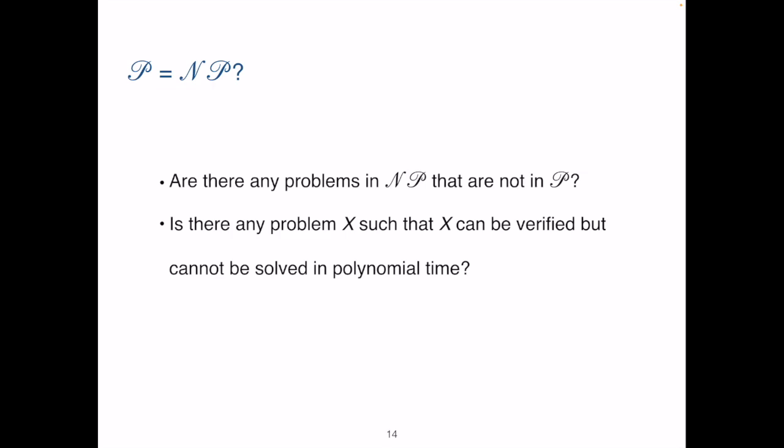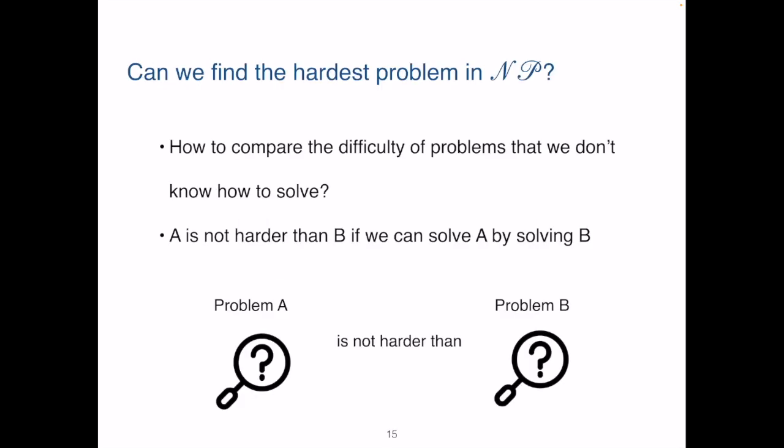To answer this question, people started trying to find the most difficult problems in NP. By the same token, if we can prove that the most difficult problems in NP are also in P, then we can prove P equals NP. How can we identify the hardest problem in NP? Since we quantify how hard a problem is by looking at the efficiency of its best algorithm, how can we do this if we do not even know the best algorithm to solve a problem?